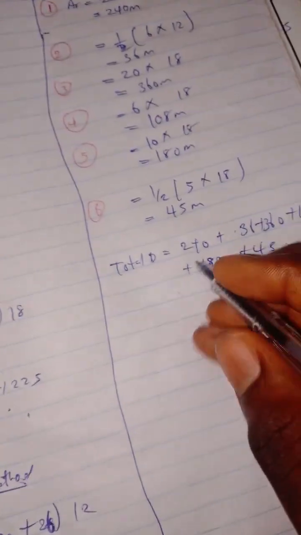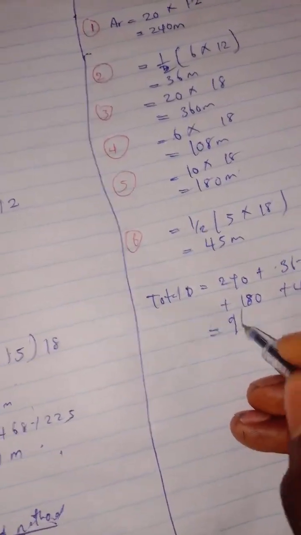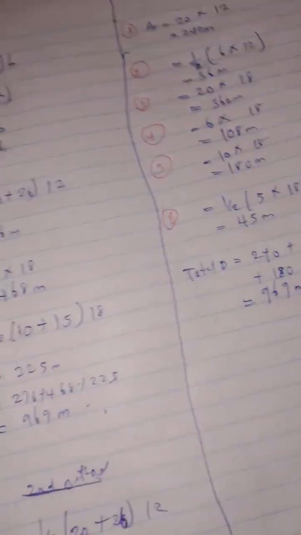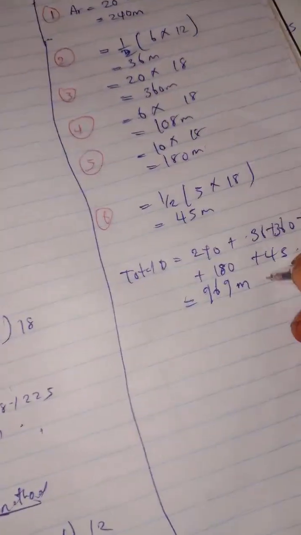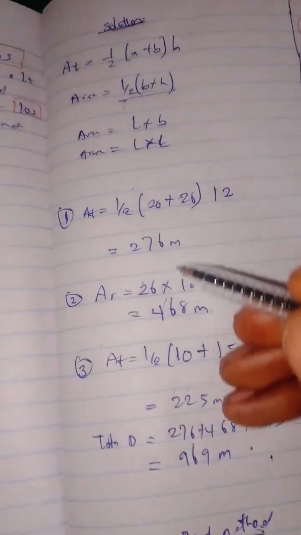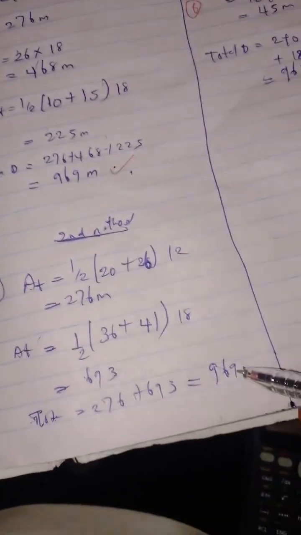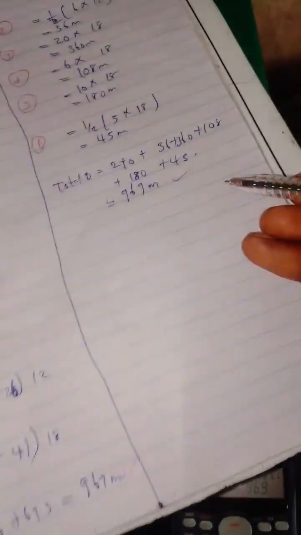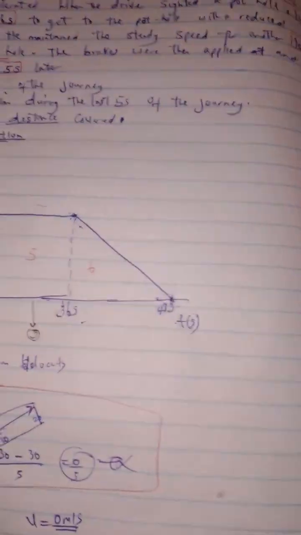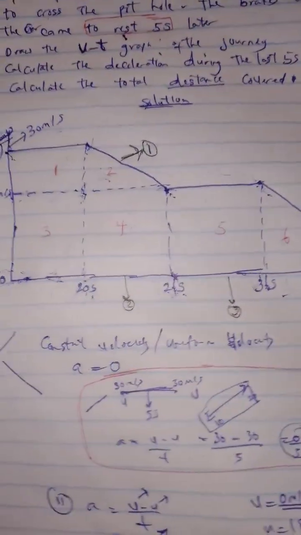So I get 969 meters. Which is telling you that no matter the way you go about it, you're going to get the same answer. You see, you get 969 here, we get 969 here, and also 969 here. So that is what you need to know. I already told you that at constant or uniform velocity, the acceleration is 0.